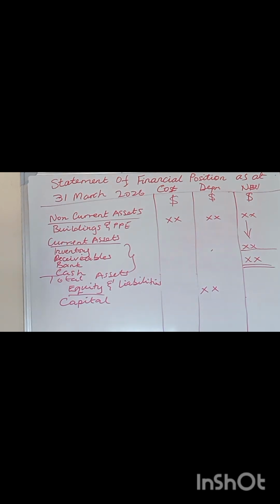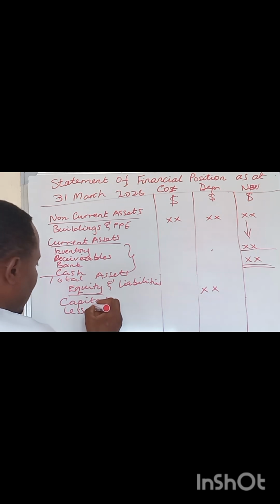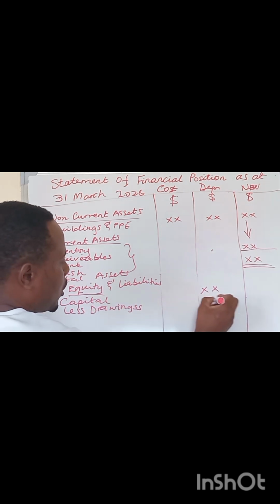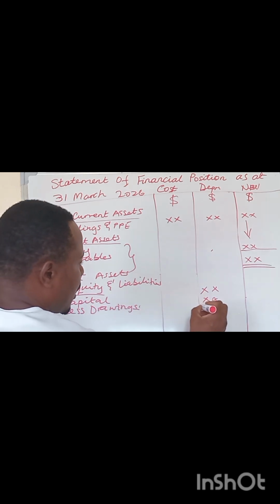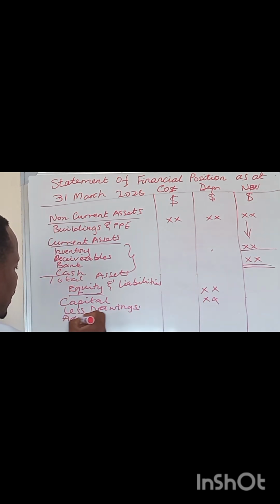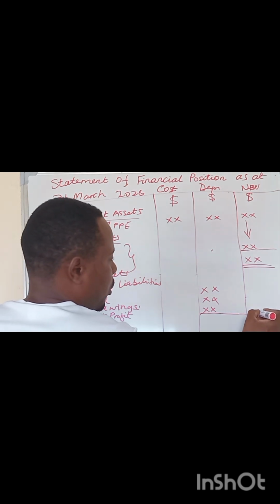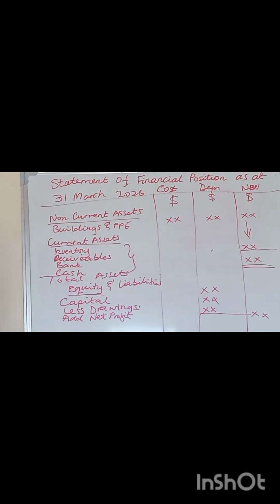Then we also have drawings. So drawings are being listed here, less drawings. If we reduce drawings, we also add net profit after tax, which we calculated from the statement of comprehensive income. Then we put our value here. Then we have liabilities. These are the dues which the company has.